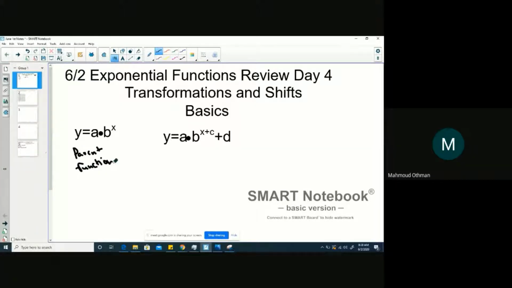This function right here, y equals a times b raised to the x plus c, plus d, is the function that has shifts. The d controls how much it's up or down. The c controls how much it moves to the left or right. A is the starting value. And b is your rate.